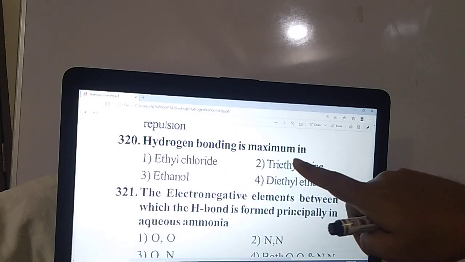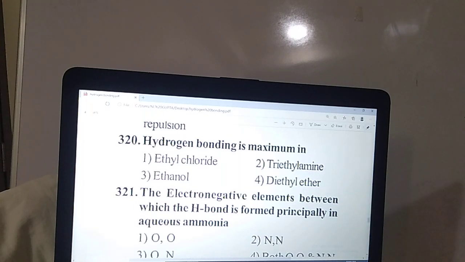If you are not able to understand this question, student, put it in the message box and I will reply to you, because it is easy, so I am not explaining much.